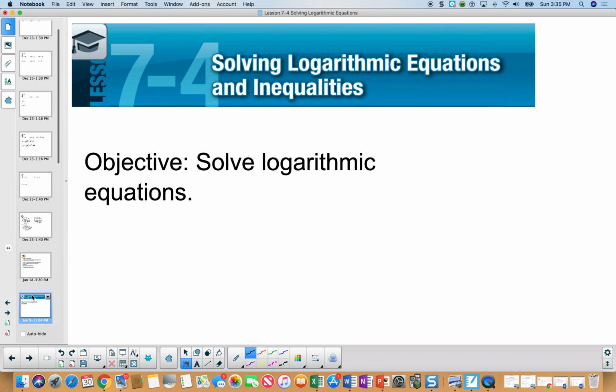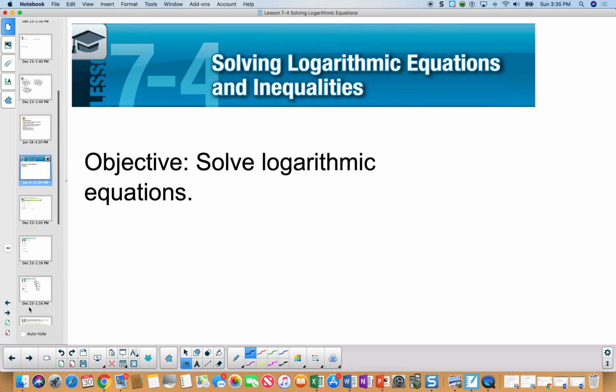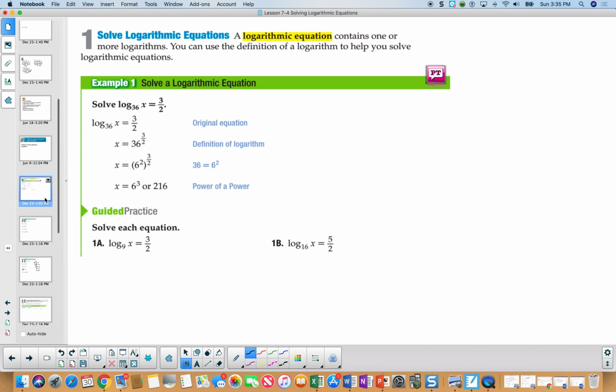Lesson 7-4, solving logarithmic equations. Objective: to solve a logarithmic equation. Let's take a look at this logarithmic equation, and we're going to be solving for x here. So what we want to do is write it in its exponential form, and remember that the base to the exponent equals the argument, which is x.